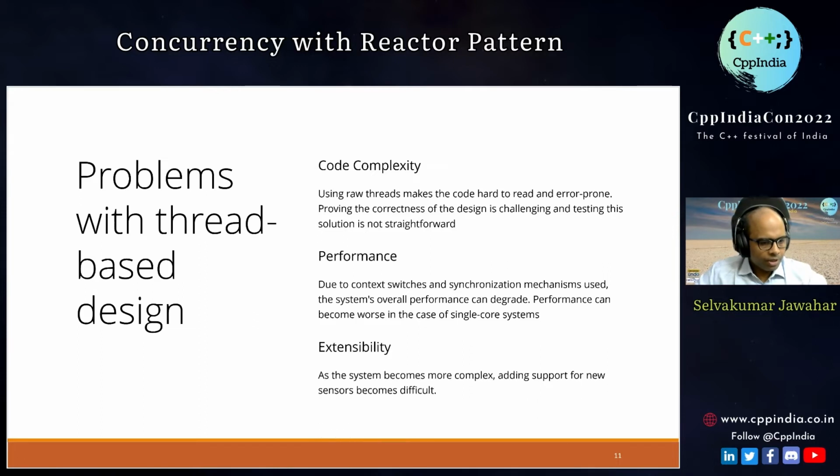The third is extensibility. We talked about the ease of adding support for different sensors. Here, it's not very straightforward to add support for more sensors, because you have to think about what will happen if you run that particular sensor in a different thread, and how to spawn and manage that. You also have to consider whether it will affect some other shared state, because you have a shared state there. So extensibility becomes a problem.